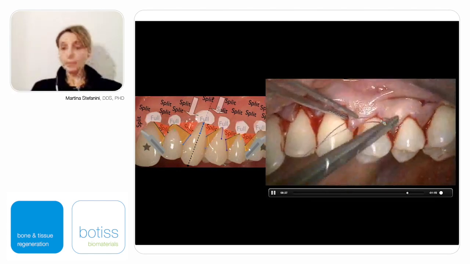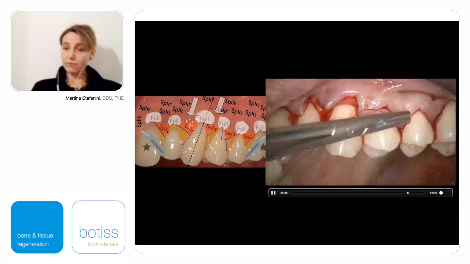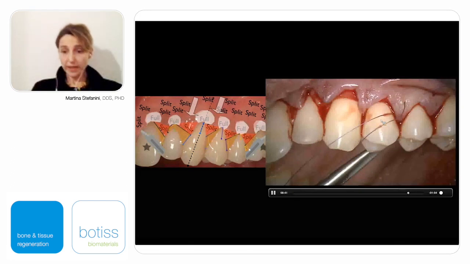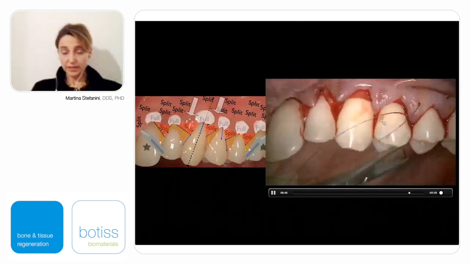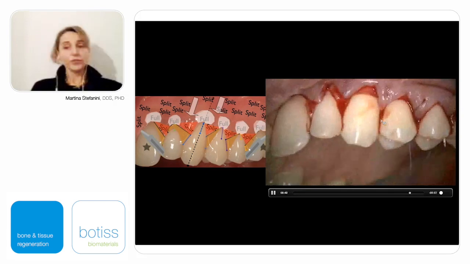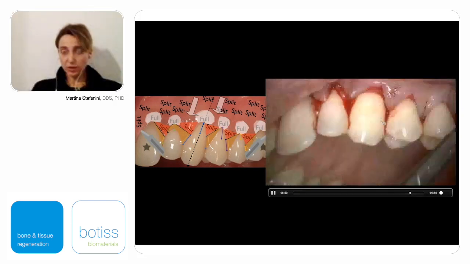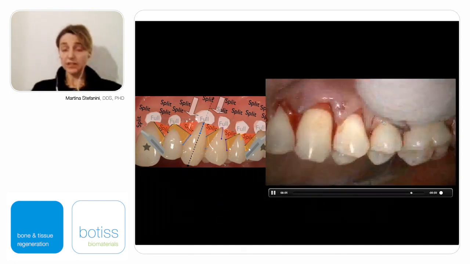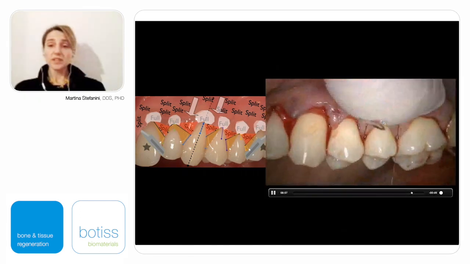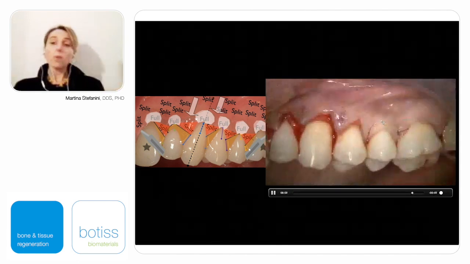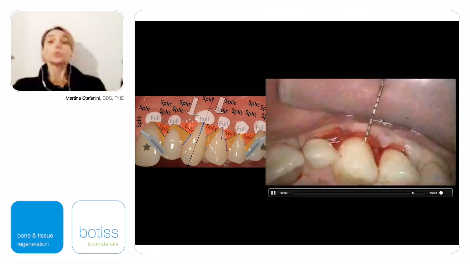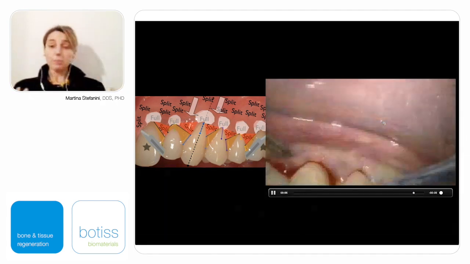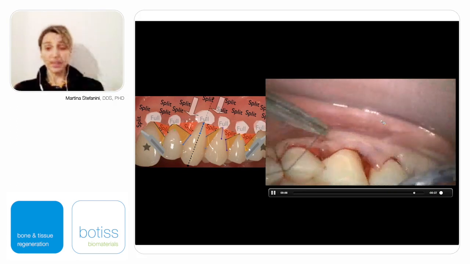And this is the flap closure. The envelope type flap is closed with the sling suture performed exactly in the same way that we saw before for the single gingival recession. In this case, we don't need to close vertical releasing incisions because we don't have vertical releasing incisions. So we start closing the flap on the more distal aspect because we want to reduce as much as possible the tension for the last most important suture at the level of the canine.